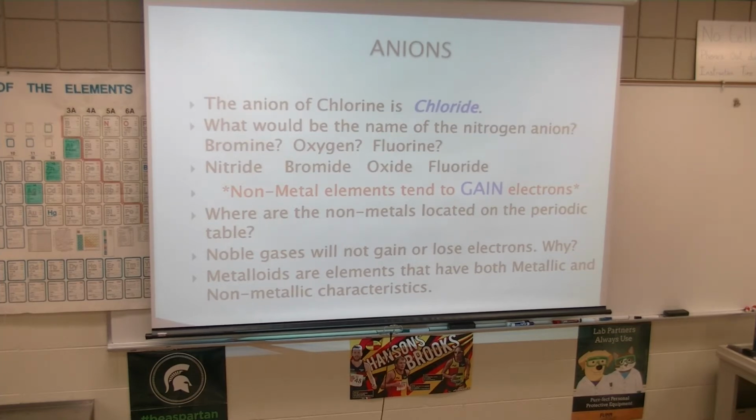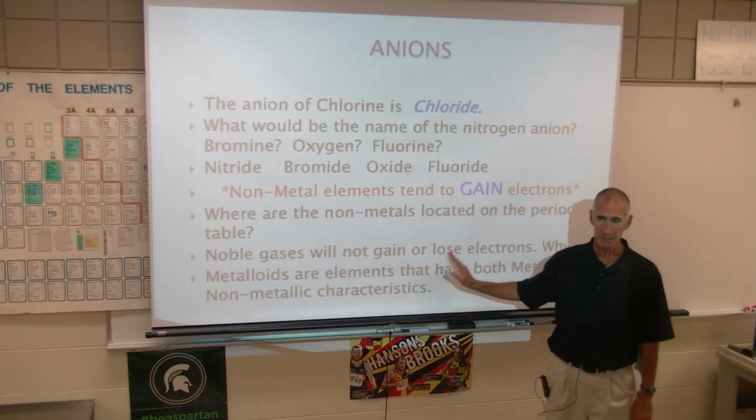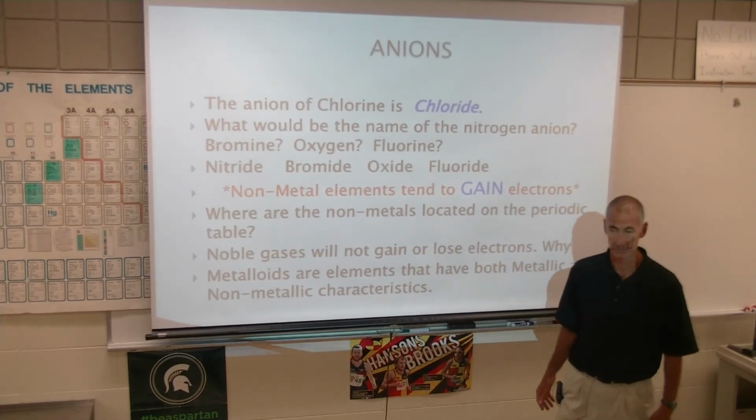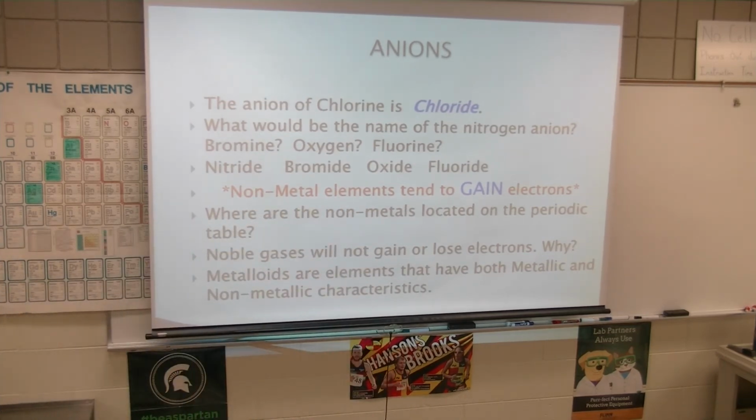All right, now, since we're on the periodic table, I want to add to it a little bit. We have these substances called metalloids. They used to be called semi-metals. They changed that a few years ago to metalloids. The cool thing about metalloids is they have both metallic and non-metallic characteristics. They act like a metal and a non-metal, which is kind of neat. Some of your semiconductors are metalloids.